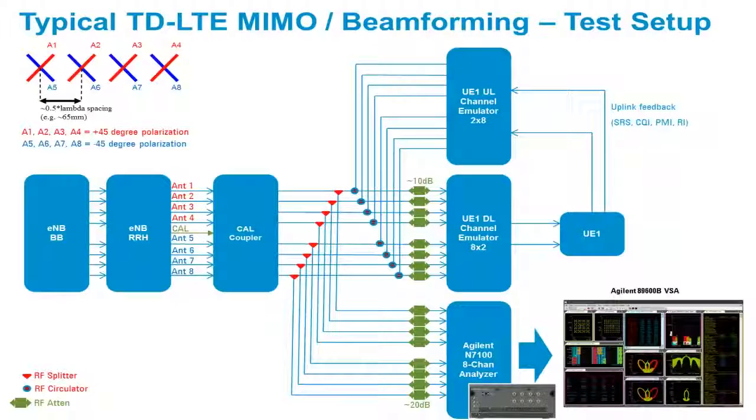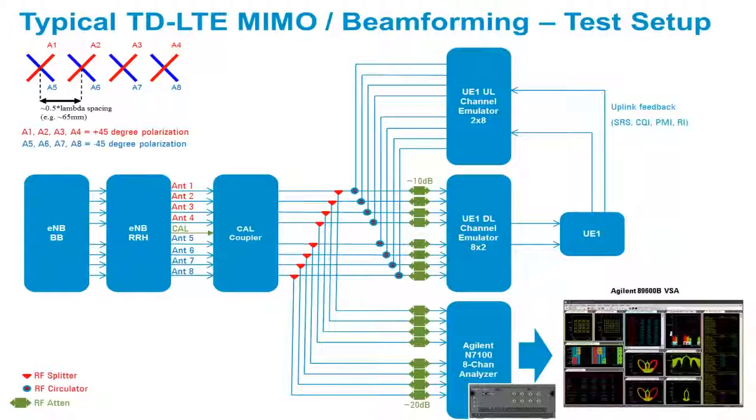the TD-LTE measurement application. The N7100 multi-channel signal analyzer can support 8 phase-coherent RF measurement channels, and using appropriate RF splitters and attenuators can easily be integrated into a typical TD-LTE base station test setup as illustrated here.